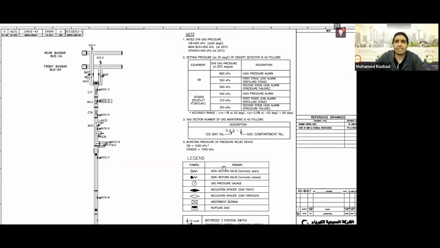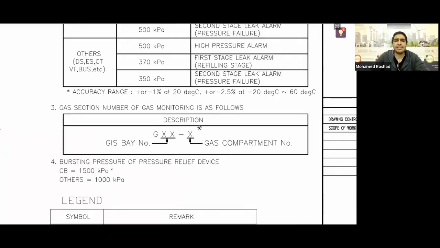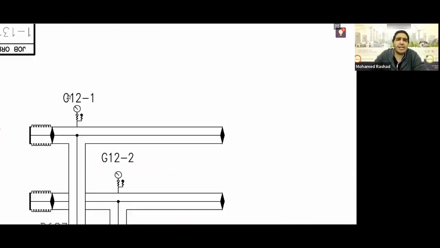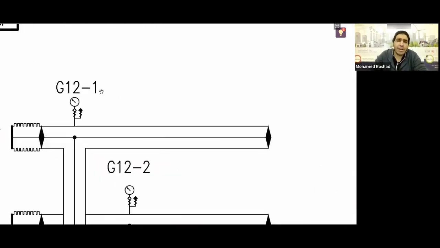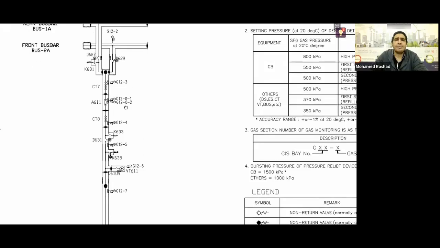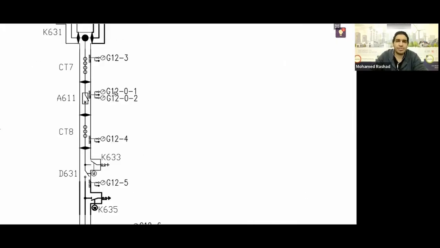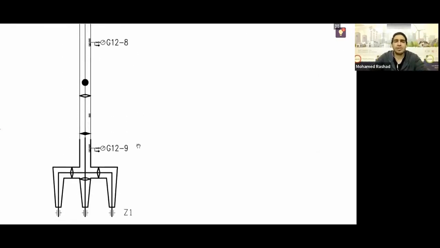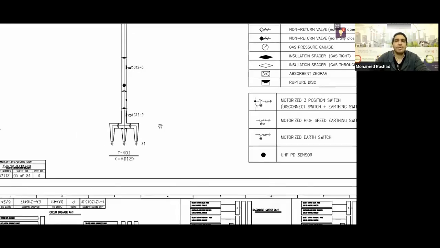Each gauge is written in a certain way. It is written as gauge followed by XX-X. Next to the gauge, we write the number of your bay. For example, if I am working in bay number 12, you will find it as G12-. The number that follows is the compartment number: 1, 2, 3, 4, 5, 6, 7. The breaker, of course, tells you what? G12, which is for bay number 12, and 0 is an identifier number because it is the breaker itself. Then 1 and 2, and then 4, 5, 6, 7, 8, 9, 10, 11, and so on, depending on the compartment in the bay.